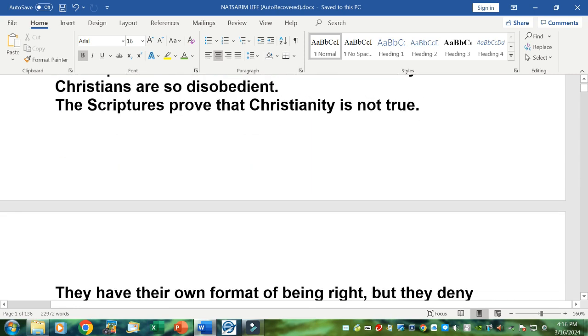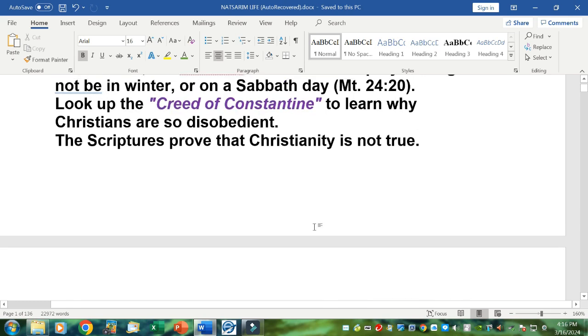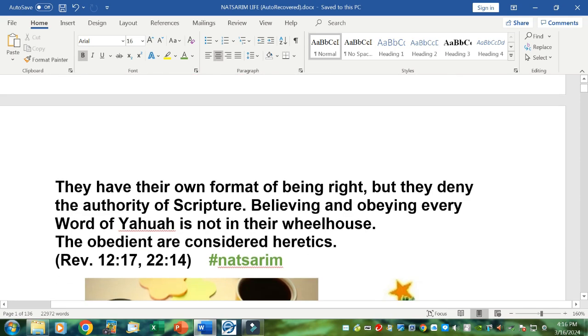The scriptures prove that Christianity is not true. That sounds pretty oddball, doesn't it? But it's true. The scriptures themselves prove that Christianity is not true. They have their own format of being right, but they deny the authority of Scripture. You can't live that way. That's done away. Well, if they're believing and obeying every word of Yahuah, then that's not even in their wheelhouse. Believing and obeying every word of Yahuah, the obedient are considered heretics.